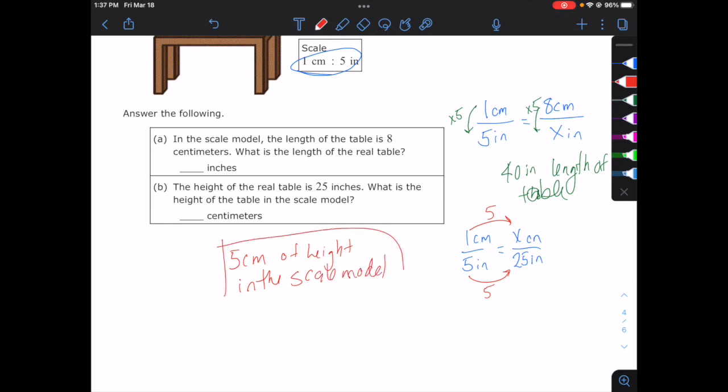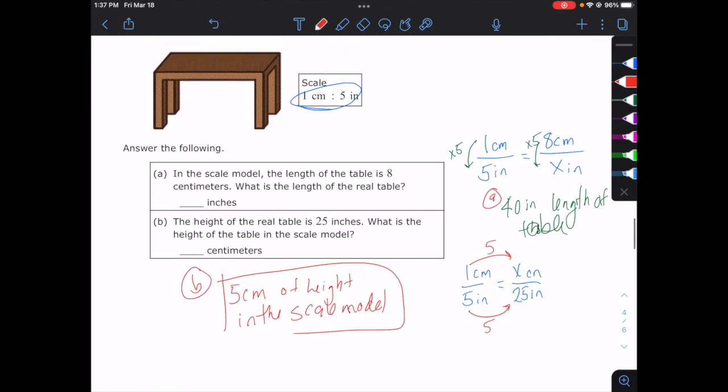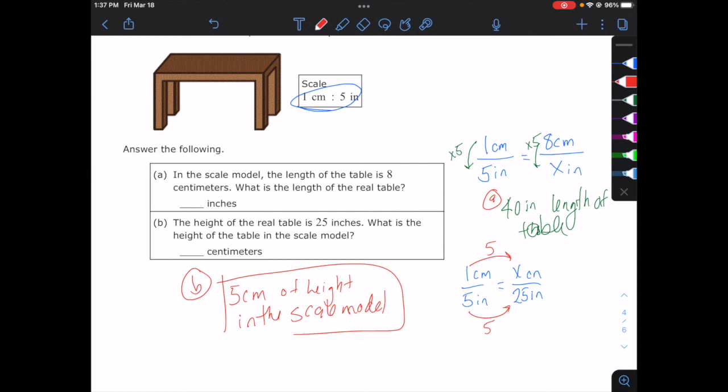Terrific. All right, so this was part B here. This was part A there. Terrific. I hope going through these helped you complete your assignment and know a little bit more about proportions, scale factors, and their applications in geometry.